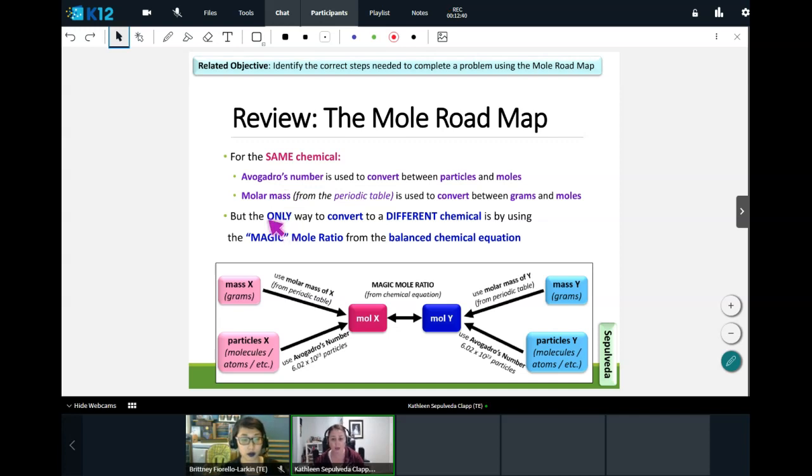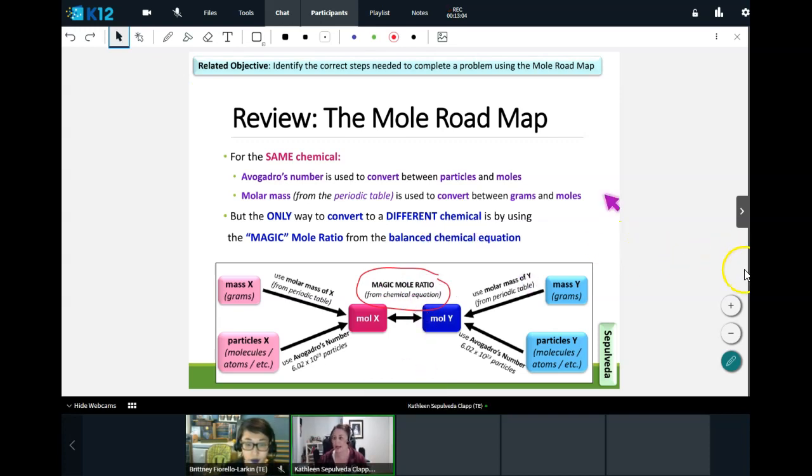But the only way to convert to a different chemical is by using that magic mole ratio, that mole to mole ratio from the balanced chemical equation. Whenever you're switching into a new substance or a new chemical, you go to that mole to mole ratio, okay? That magic mole ratio right here. It's important to know that before you go into that new chemical.